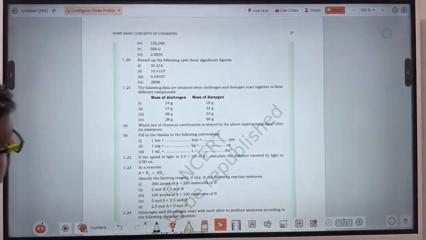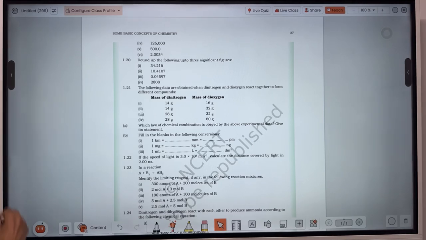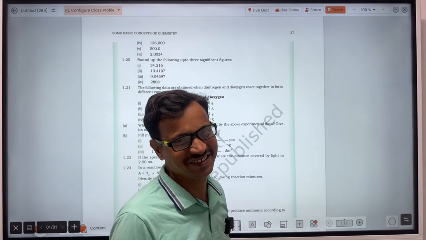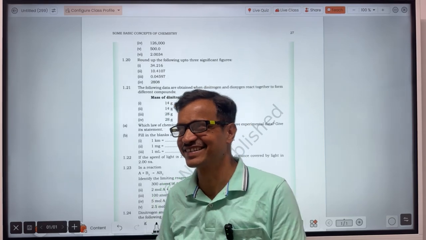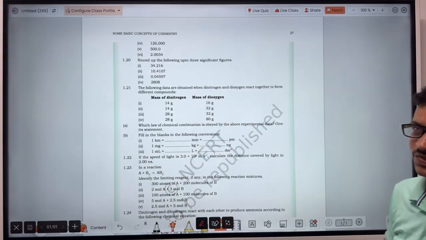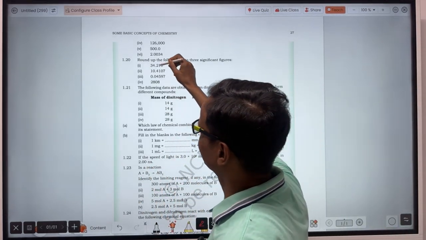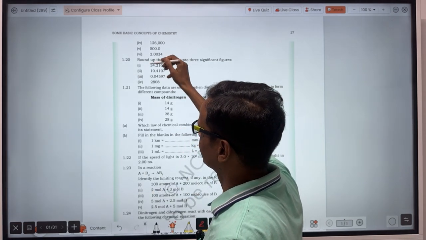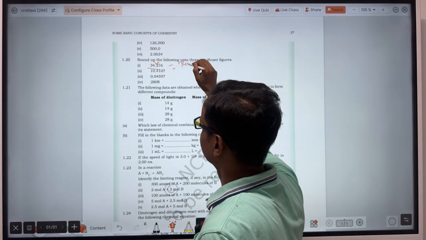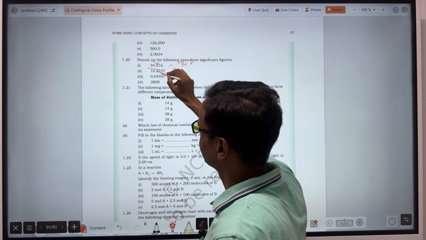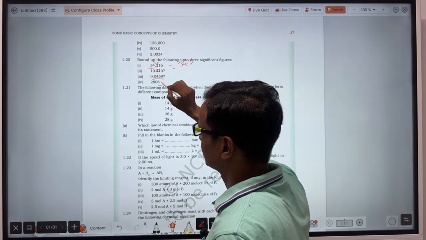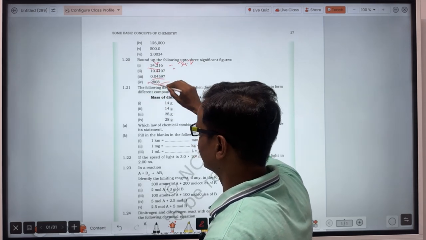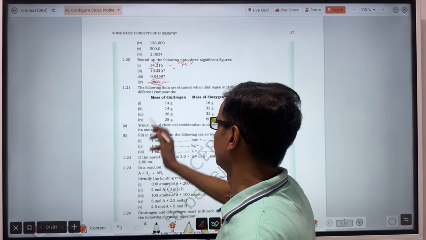Do by yourself, this one you can do by yourself. Rounding off, do I have to tell? From your childhood, you are studying how to round off. So here this one is less than 5, so that means that will be 34.2 only. Here less than 4, so like that. Here how to round off? This one will be the same.